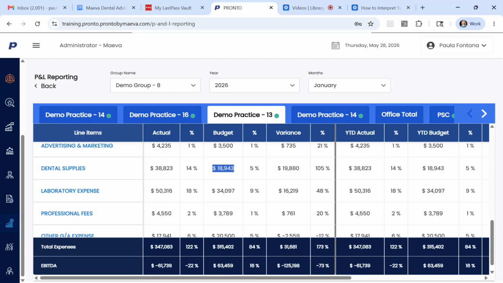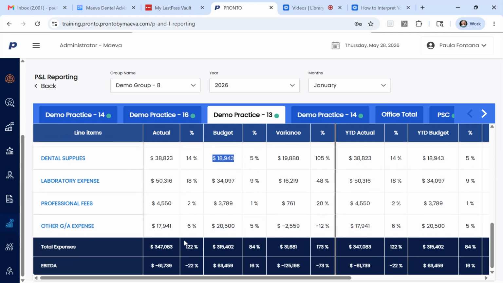So this is another area where you'd want to drill in and take a look at what did we do? What did we spend our money on? Why is it so high? And what can we do about it? This is a perfect opportunity for you to do some problem resolution, root cause analysis with your Pronto Pro advisor to figure out how you can get more in line with industry standard.